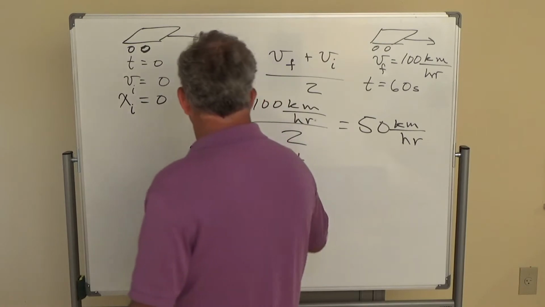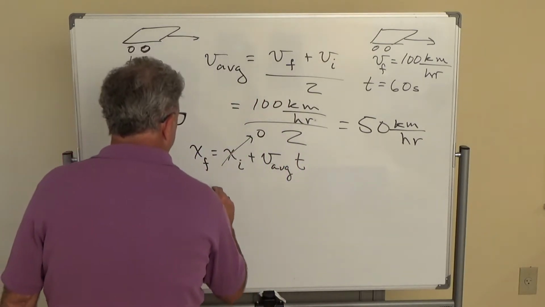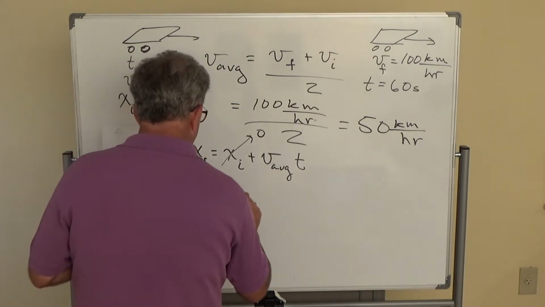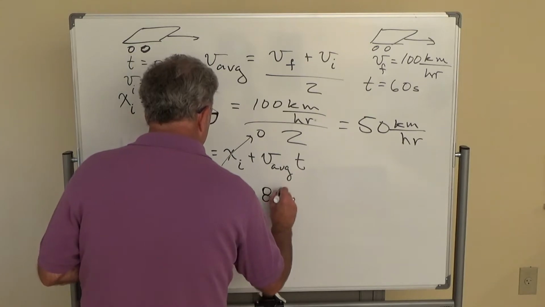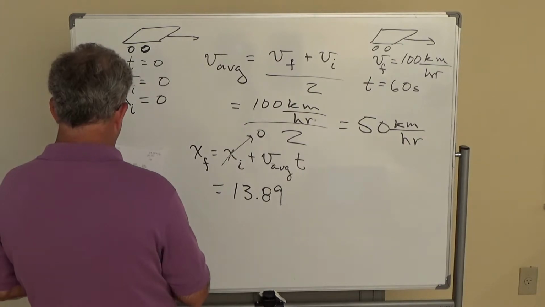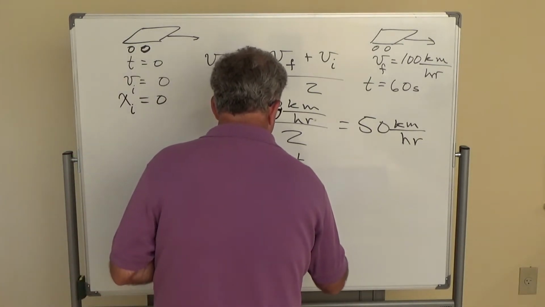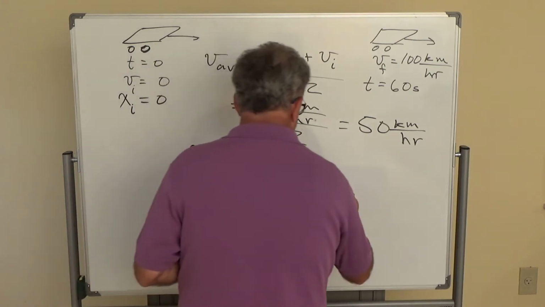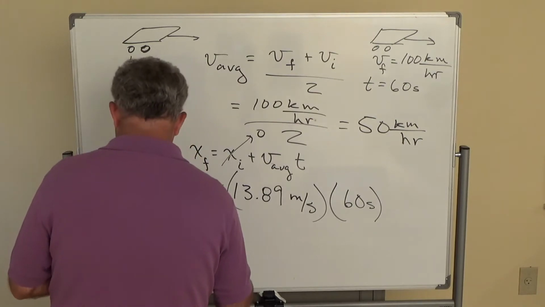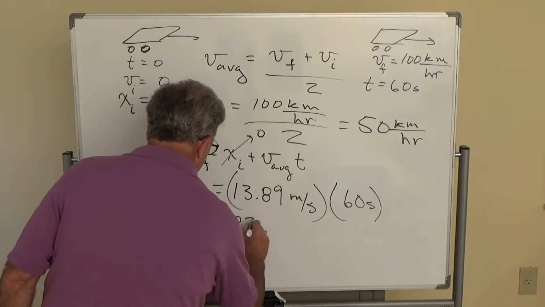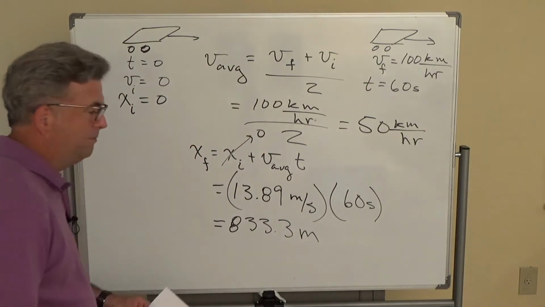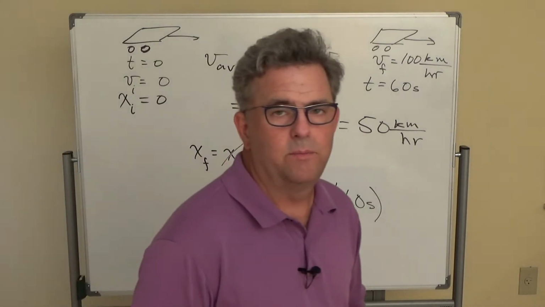X initial is equal to 0. So this is equal to 50 kilometers per hour, which works out to be 13.89 meters per second multiplied by 60 seconds, and that is equal to 833.3 meters. Same answer that we had previously.